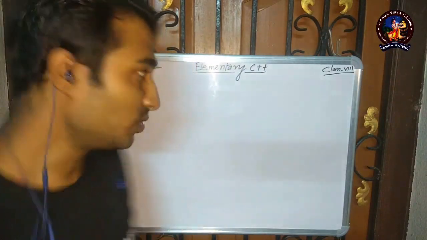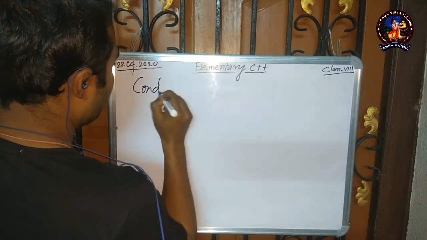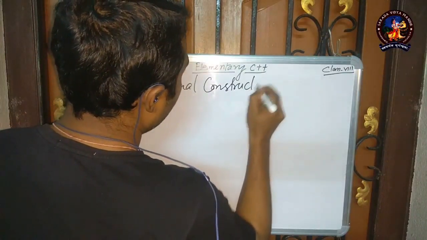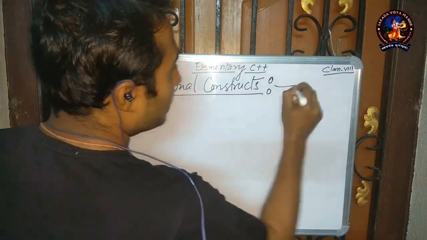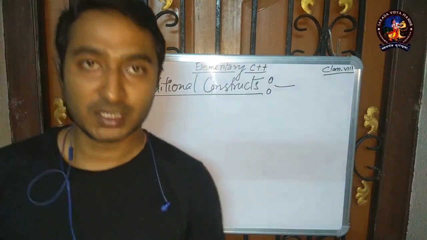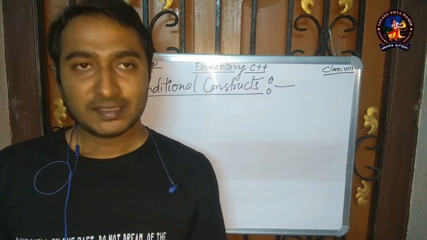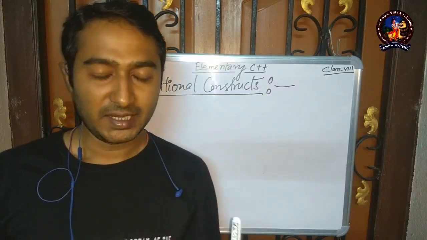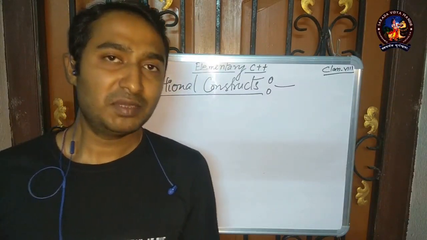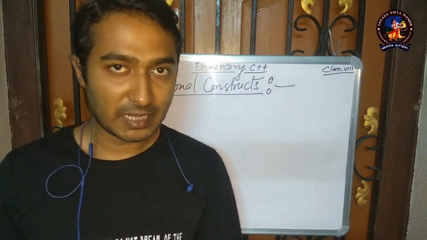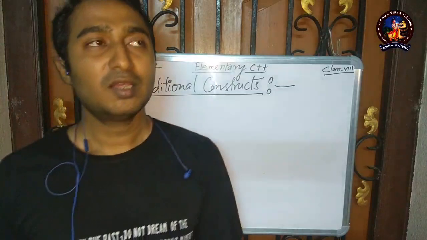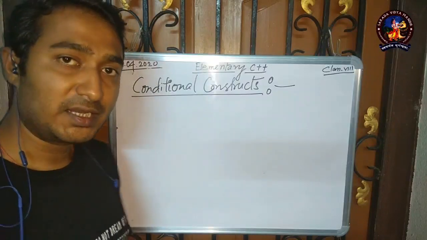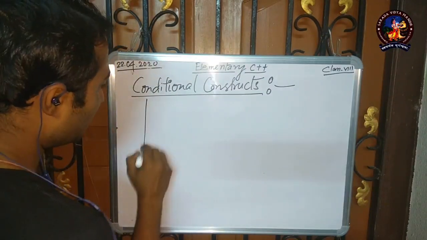Conditional constructs. So what are conditional constructs? Conditional constructs in C++ allow us to put a condition inside them, and based on the condition we can make some decision. Okay, when we give an example, then you will understand more properly. So first of all, how many types of conditional constructs are there in C++? In C++ there are basically two types of conditional constructs.